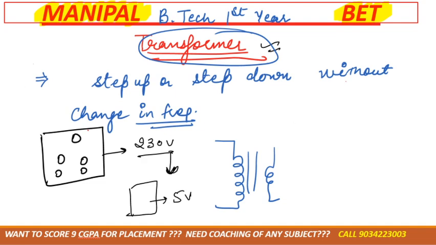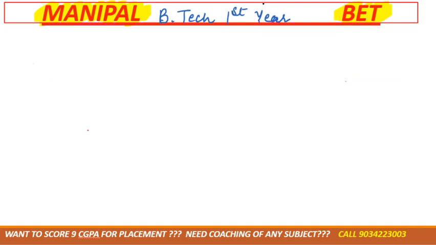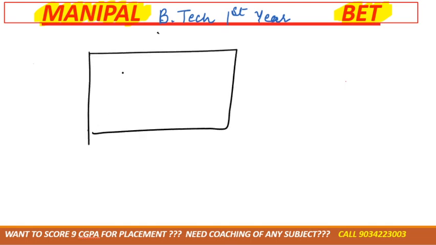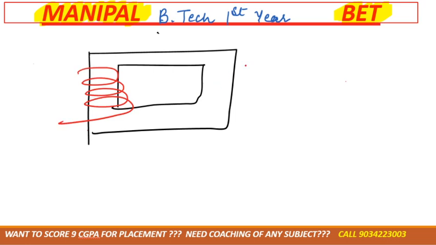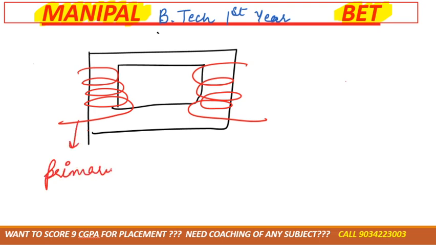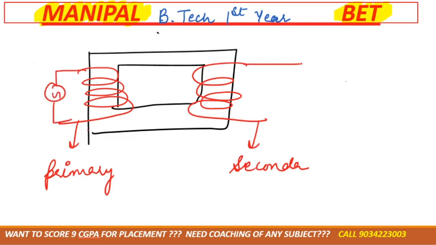Today mainly we'll discuss the transformer. So what is a transformer? It is a device which changes the voltage. In this we have windings. This one is known as the primary winding and this one is known as the secondary winding. In the primary winding the supply is there, and in the secondary winding the load is there.